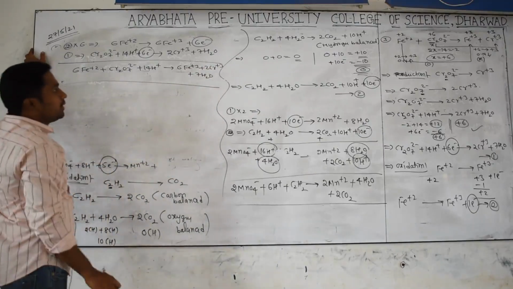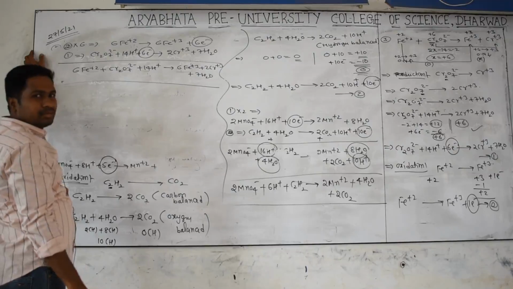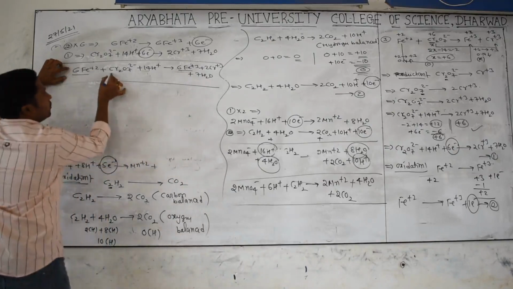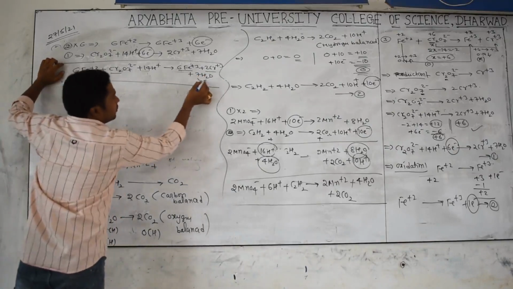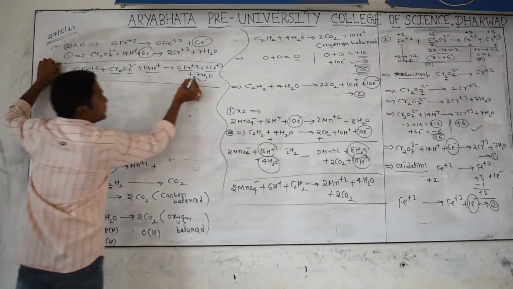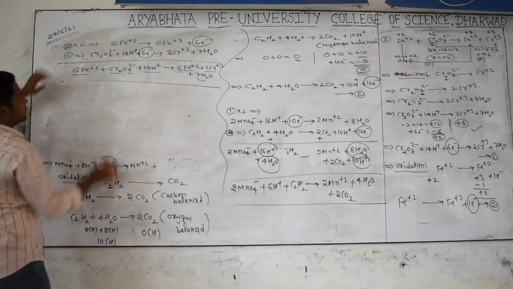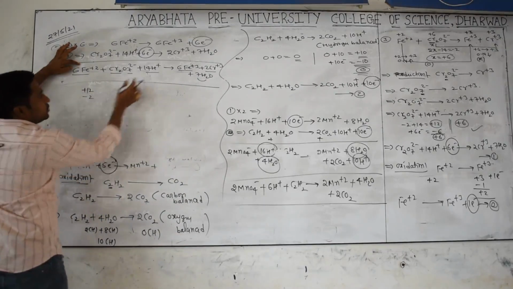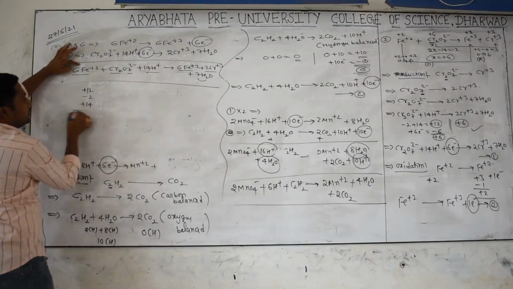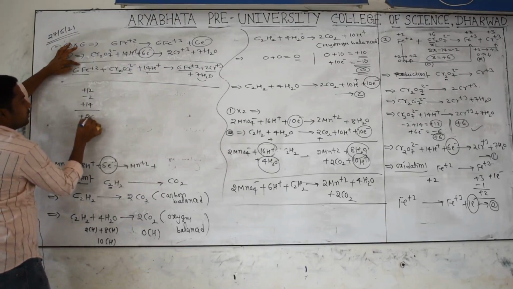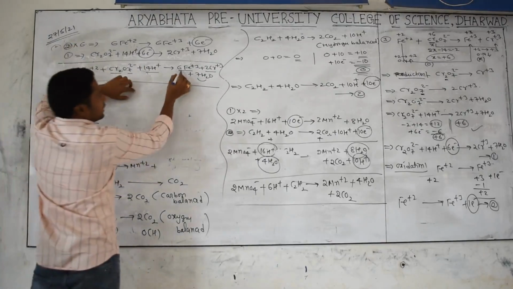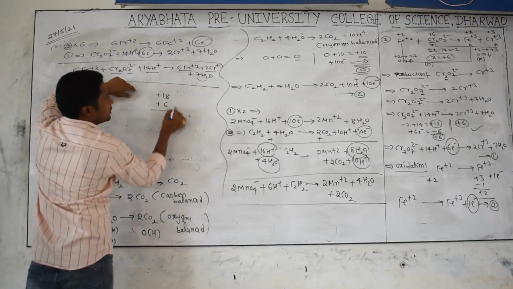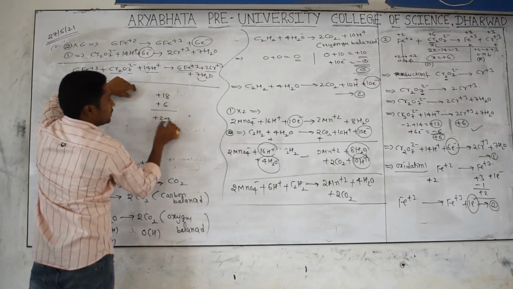Are there any common terms on the left and right side? No. Is it already balanced? Check it here: 6 irons, 2 chromiums, 14 hydrogens, 7 oxygens. Do you want to check the charge? Yes, check it. 6 times 2 is plus 12, the charge here is -2, and here plus 14, nothing but plus 24 is the left side charge. Right side: 6 times 3 is 18, 2 times 3 is 6. Water has no charge, so here also plus 24 comes.